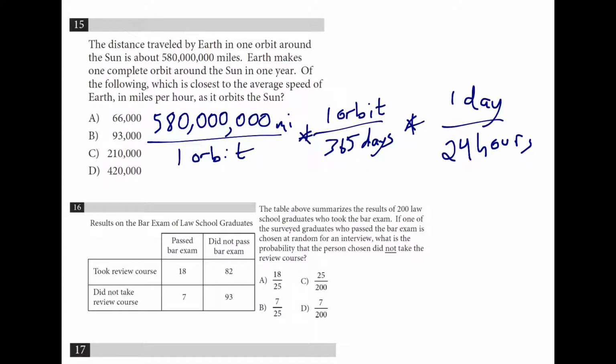So I can set up my conversion like this. If there are 580 million miles per one orbit, how long does an orbit take? Well, one orbit takes 365 days. And I know I want to find the average speed in miles per hour, so how many hours are there in a day? This cancels out orbit and days, and I'm left with miles per hour. So the unit is correct. And if I take 580 million divided by 365 divided by 24, I get closest to A.